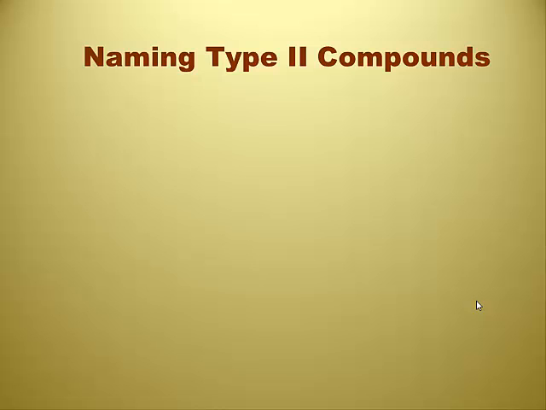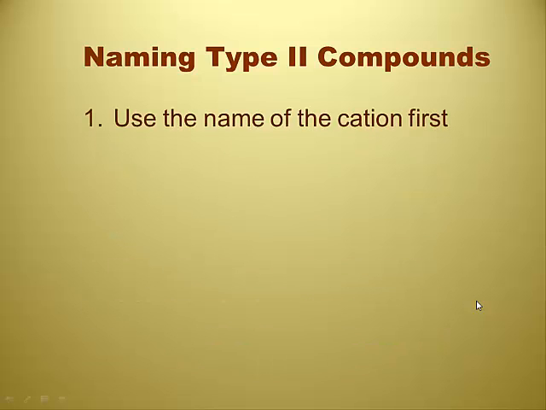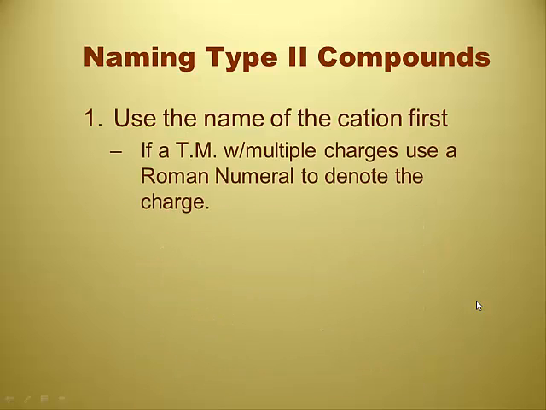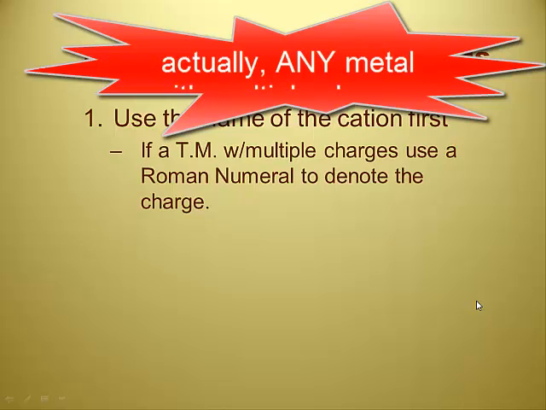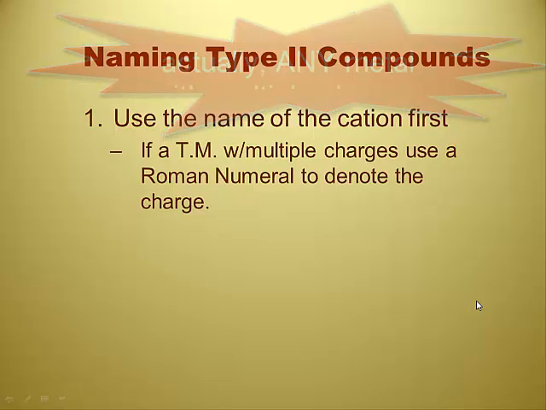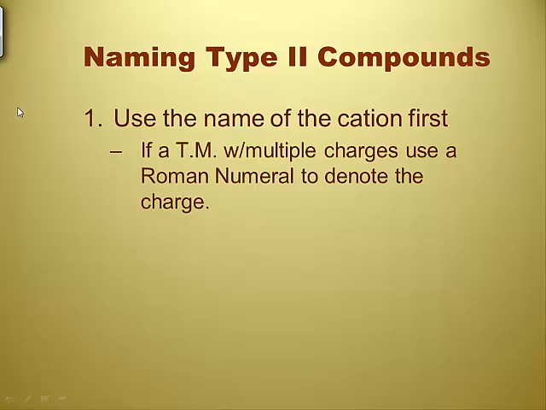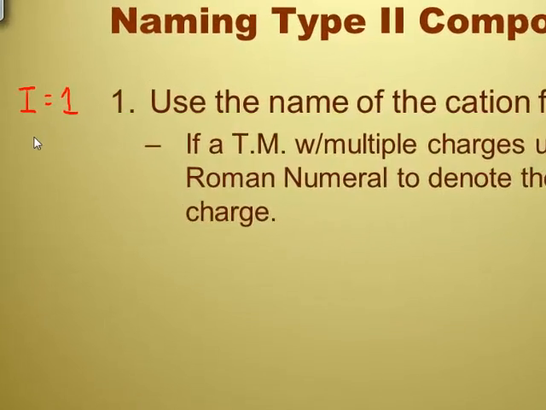Type 2 compounds are just as easy as Type 1 compounds. It's just a little bit more complex. They use the name of the cation first, just like Type 1. If it's a transition metal with multiple charges, which it is going to be because that's what a Type 2 is, then we use the Roman numeral to denote what the charge is. Because with the transition metals, there are choices, and you've got to get a clue as to which charge you chose.